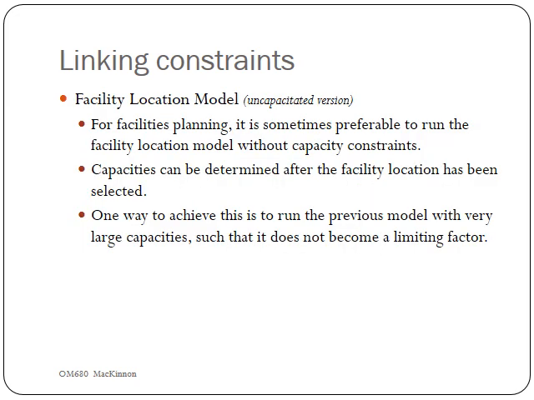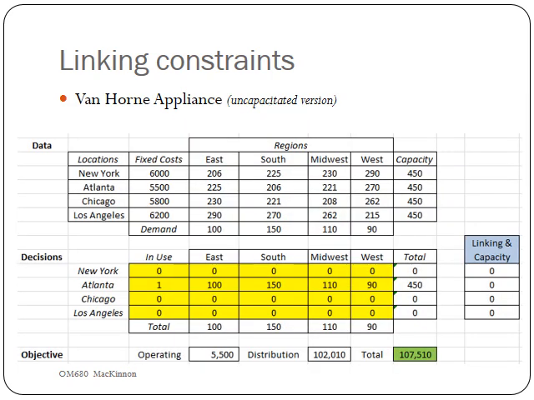Now, we can also do an uncapacitated version of the facility location model. Sometimes we don't know what the capacity will be, or the capacities are determined after the location has been selected. One way to achieve this is to run the previous model with very large capacities so that it doesn't become a limiting factor. What we've done here is we've added all of the demands together to give a large capacity of 450.